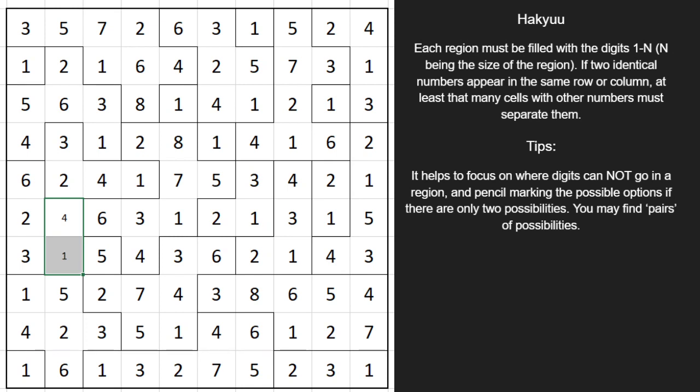That is a Hakyuu puzzle. A lot more difficult than it looks on the face of it, but lots of fun. I actually like this one. Again, a lot like a Sudoku. If you like Sudoku puzzles, I think you're going to like this one a lot. It's very similar in some regards, but a little different too. Yeah, that's a lot of fun.